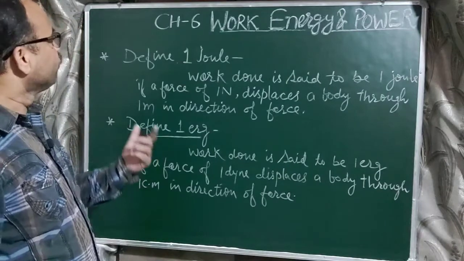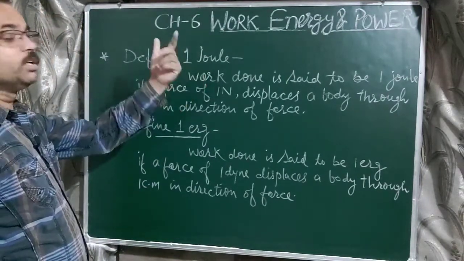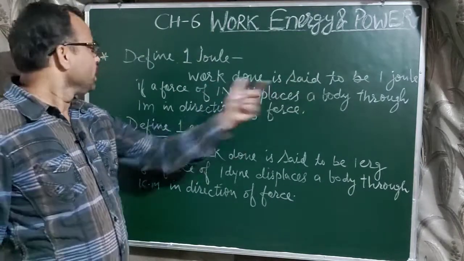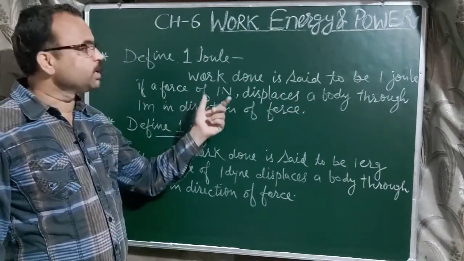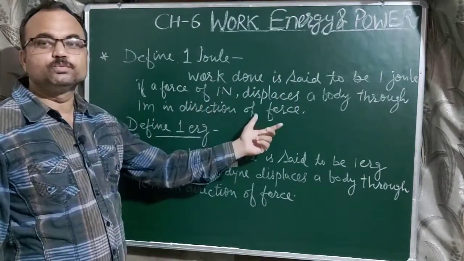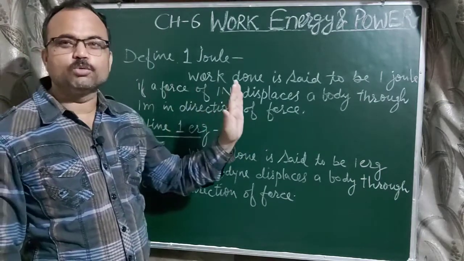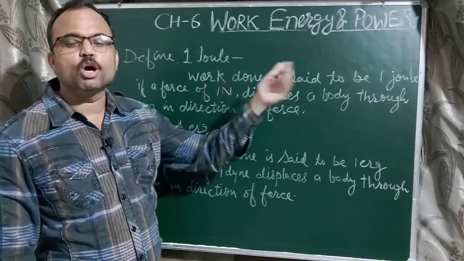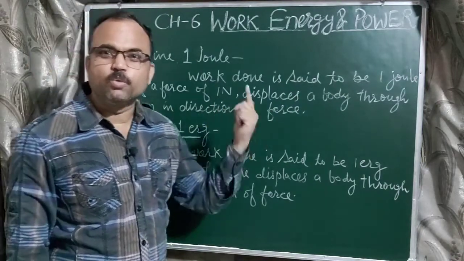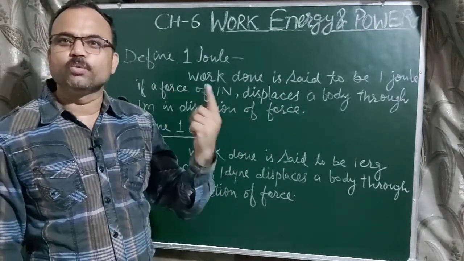This is the unit of work. Suppose first we define 1 joule. What is 1 joule? The work done is said to be 1 joule if a force of 1 Newton displaces a body through 1 meter in the direction of force. Means if we apply a force of 1 Newton on a body of mass 1 kg, and the body displaces 1 meter, then we can say that work done is said to be 1 joule.